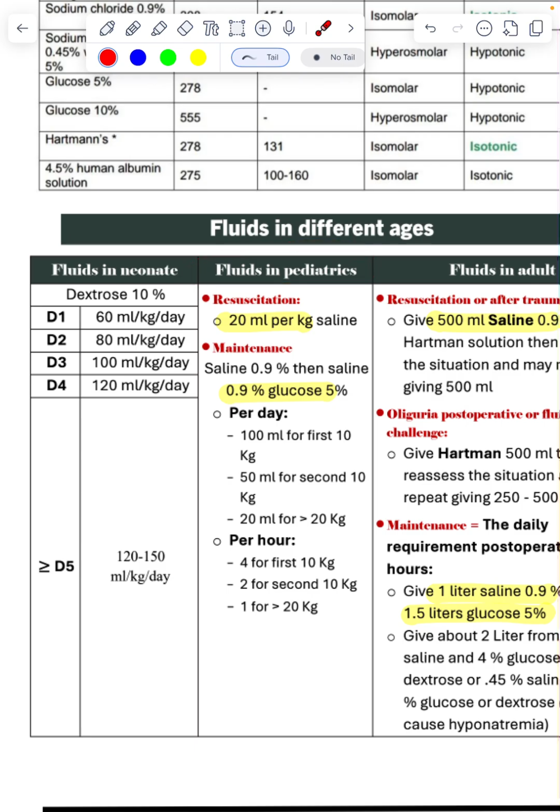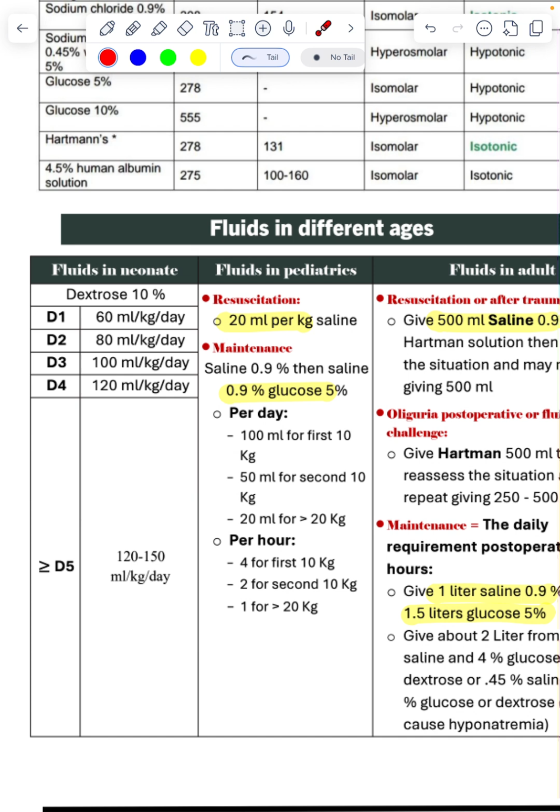In pediatrics, you give normal saline. Maintenance is NS. Resuscitation is 20 ml per kg. For maintenance, it is 100 ml per kg for the first 10 kg. Up to 3 days, a baby can be about 10 kg. So 100 for the first 10 kg, per kg. Just remember this.